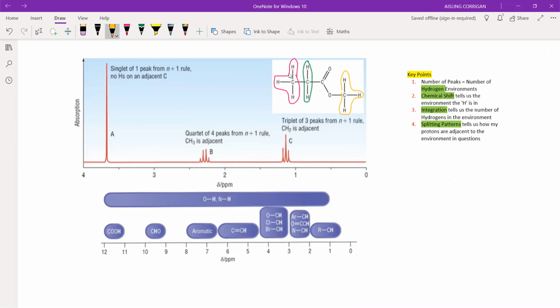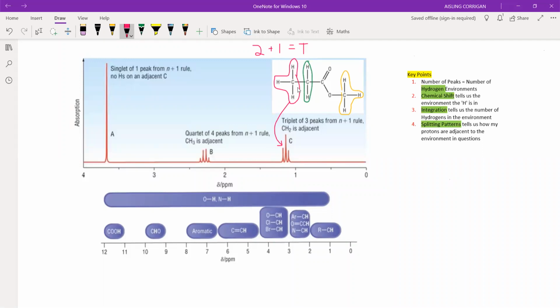So again, I'm going to take the one that's furthest to the left. This environment is like a CH3. And how many protons are beside that? I'll just do this in pink. So again, I've got two hydrogens adjacent to the environment in question. So by the n+1 rule, it's going to be a triplet. There's only one triplet, so this group is going to belong to C.